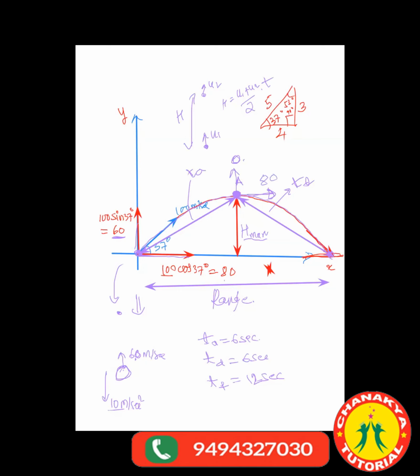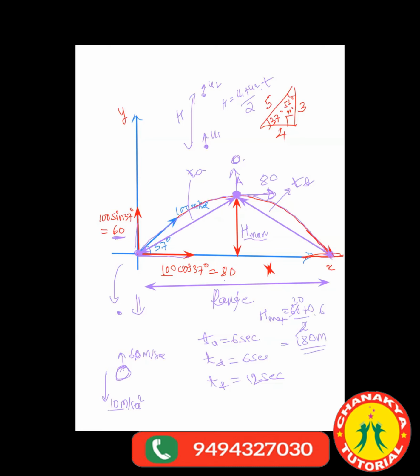So if I observe initially vertically, how much was the velocity? 60. So to calculate H max, initial velocity was 60, final velocity is 0, divided by 2. How much time is it taking? 6 seconds. So now 2 ones are 2, 3 twos are 6, 180 meter. So the maximum height is 180 meter. Correct?